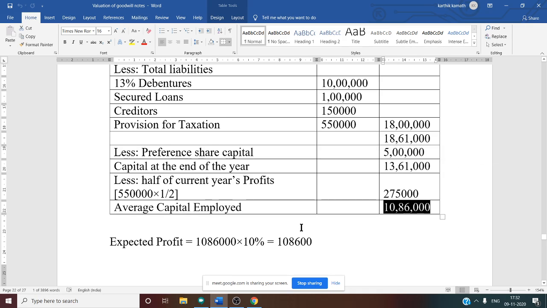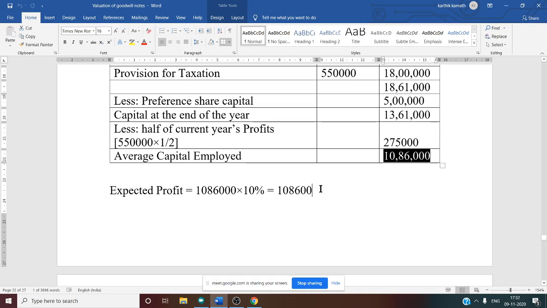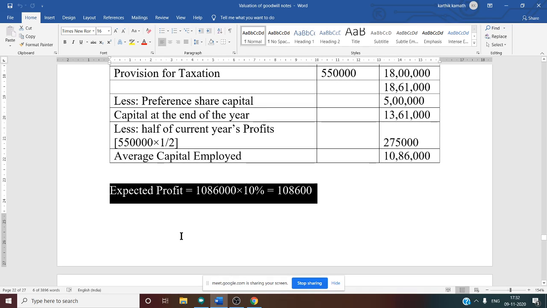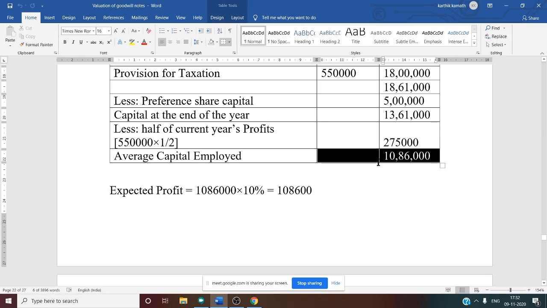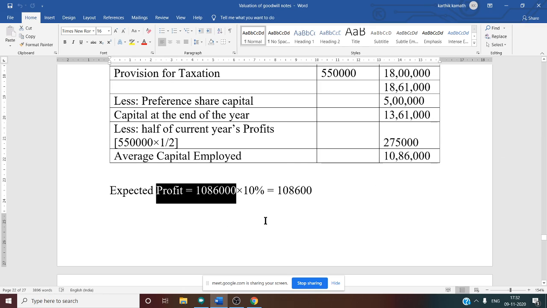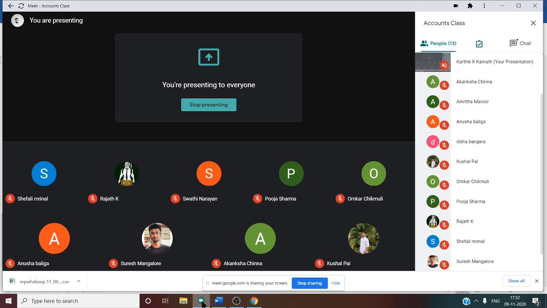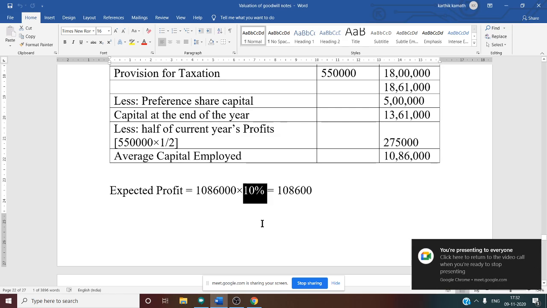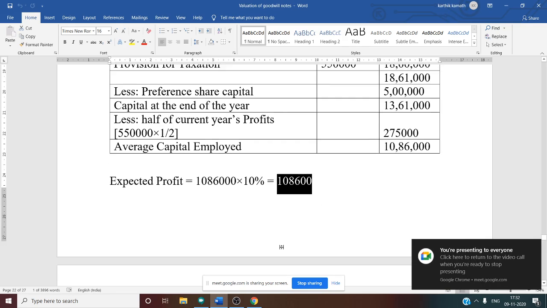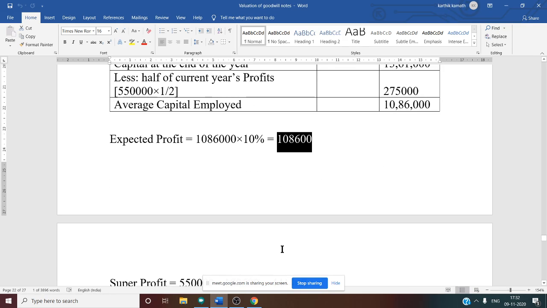Now, after finding average capital employed, the next thing we need to do is expected profit. Expected profit is equal to average capital employed into expected rate of return. Average capital employed we got 10,86,000. Expected rate of return is given in the problem, that is nothing but normal rate of return. Normal rate of return is 10%. So expected profit is 1,08,600.